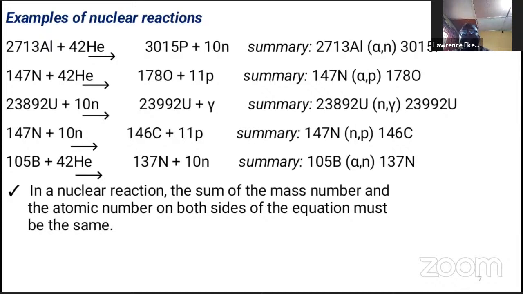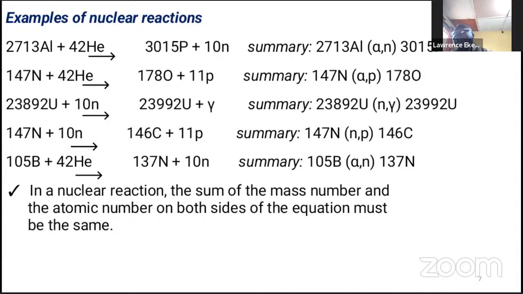Now, in balancing a nuclear equation, listen to me very carefully, it's very important. In balancing a nuclear equation, the mass number, usually the top number in the atom, and the atomic number, usually the bottom number in the formula of the atom, must be the same on the left and on the right. For balancing to take place, the sum total of the mass numbers of the reactants must be equal to the sum total of the mass numbers of the products. The same thing goes for the atomic number. The sum total of the atomic numbers on your left, which are the reactants, must be equal to the sum total of the atomic numbers on your right, which are the products. And so that is how to balance the reactions.